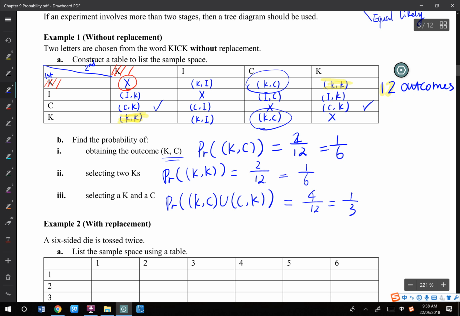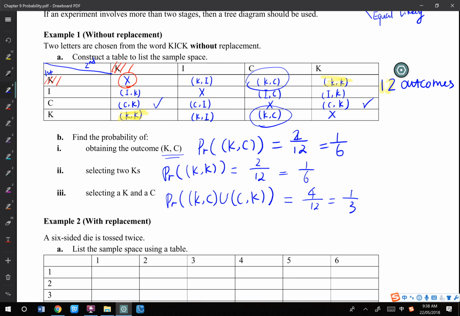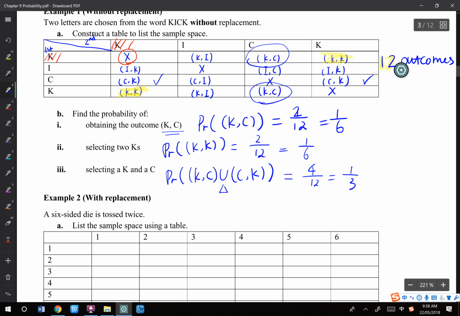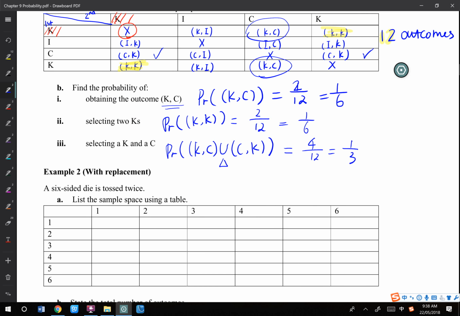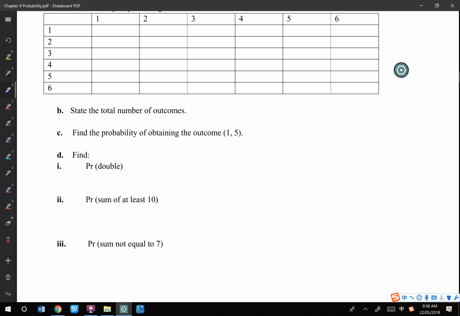Which is a third. So we use the union to connect two outcomes when we want both of them. So we use the union to represent that. Okay, that's the first example, and let's have a look at the second example.